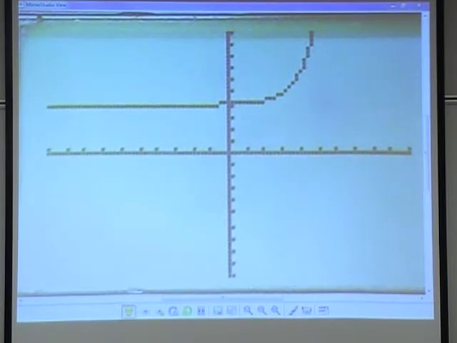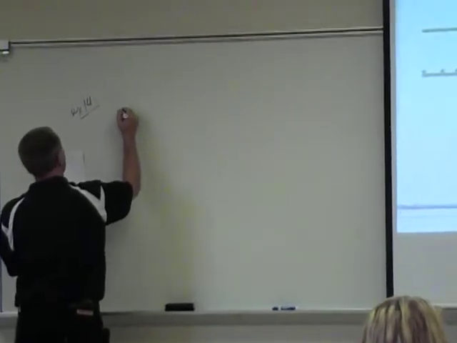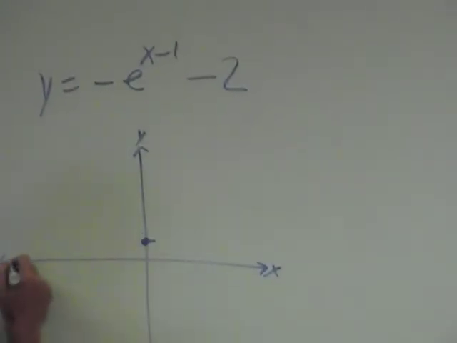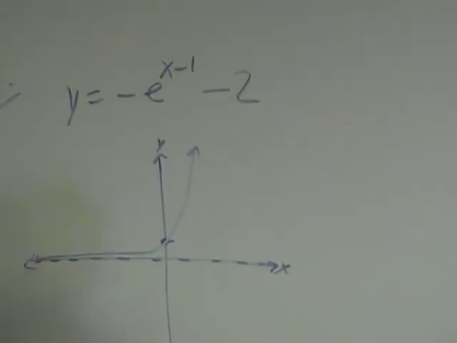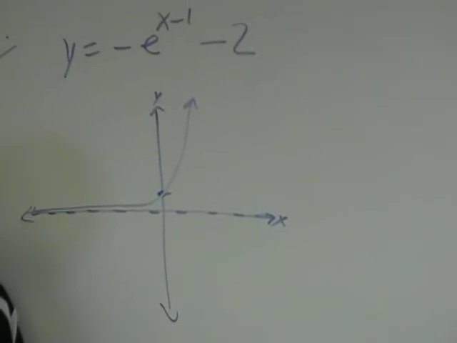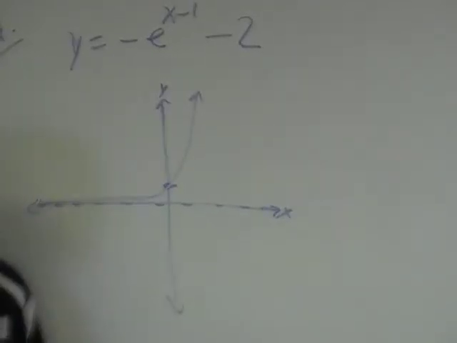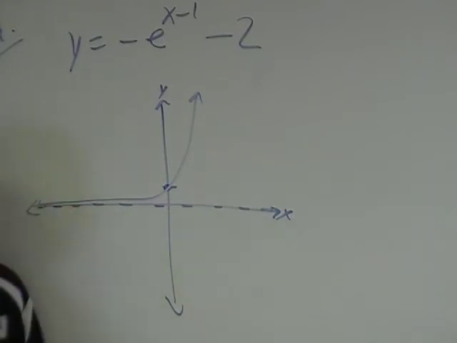All right, let's do another one. Let's try to graph it without our calculators this time. Example 14, y equals negative e to the x minus 1 minus 2. So what you should think of is what the standard form looks like, e to the x. What it's doing. And describe to me what's happening. Yeah, all three of you. Back there. Can you describe for me what's happening?